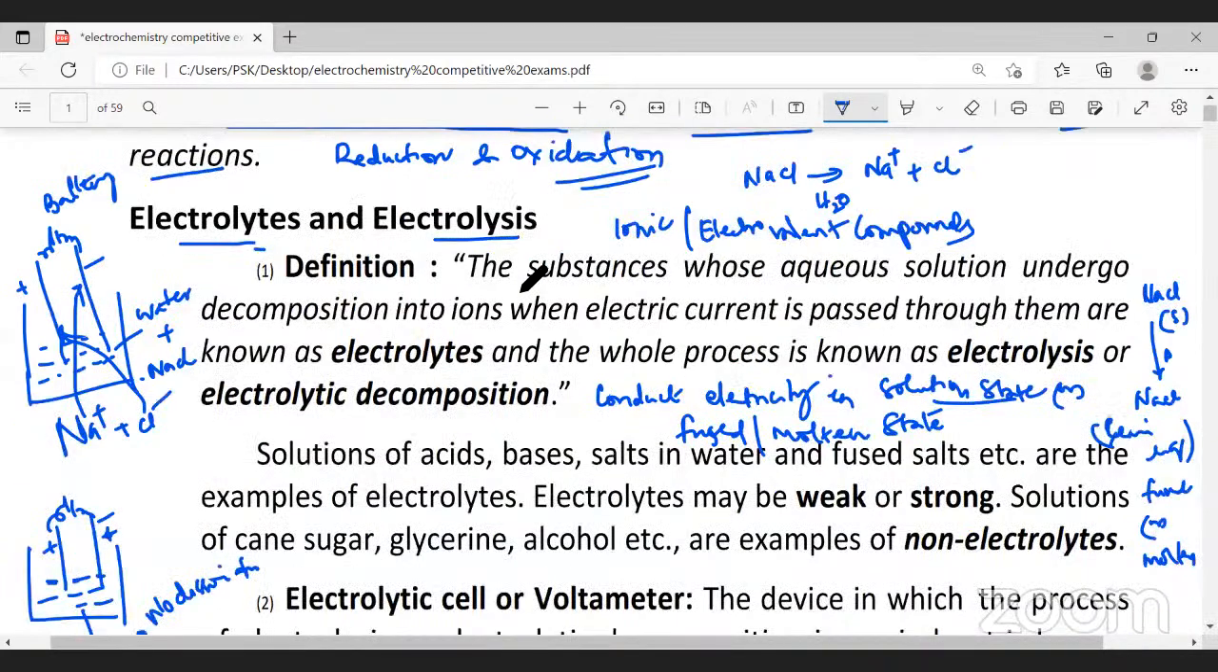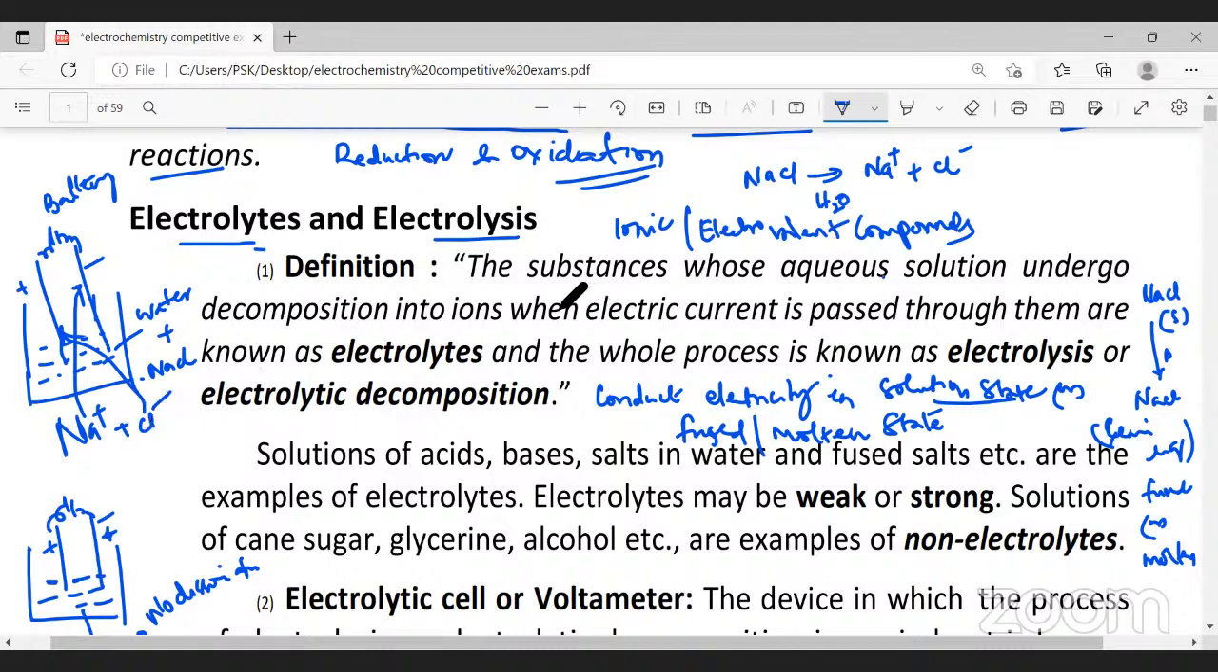See the definition here. It's a lengthy definition. A substance whose aqueous solutions undergo decomposition into ions when electricity is passed through them is known as electrolyte. And the whole process is known as electrolysis. Now, we have to understand this. NaCl, when you put in water, it will dissociate to form Na plus, Cl minus. Not necessary to pass current, but if you pass current, this dissociation will be much faster, maybe.